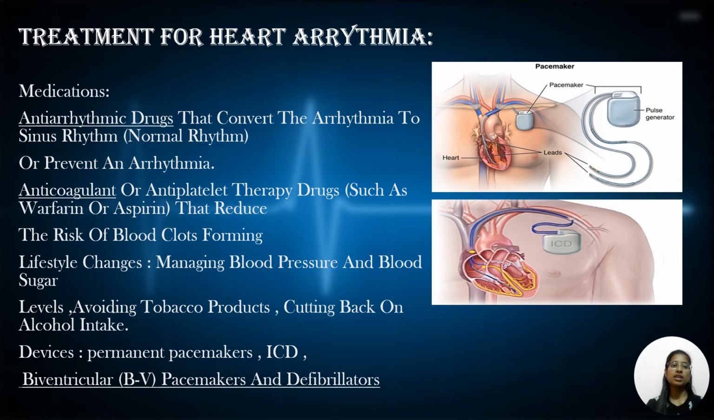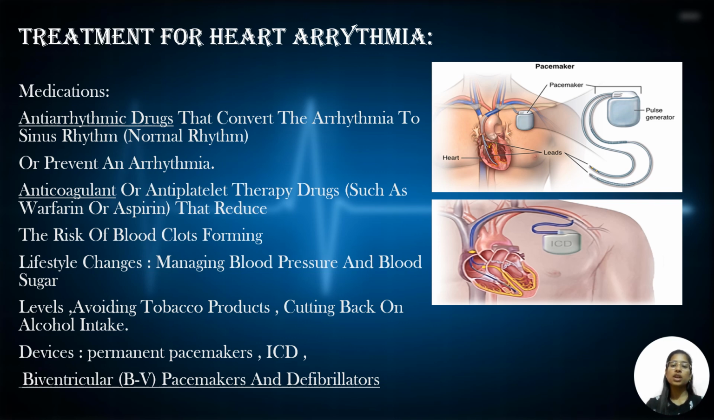Treatment for heart arrhythmia can be done with medications like antiarrhythmic drugs, which convert the arrhythmia to sinus rhythm or prevent an arrhythmia, and anticoagulant or antiplatelet therapy drugs, which reduce the risk of blood clots forming. It can also be treated with lifestyle changes like managing blood pressure and blood sugar levels and avoiding tobacco products, and with devices such as permanent pacemakers.